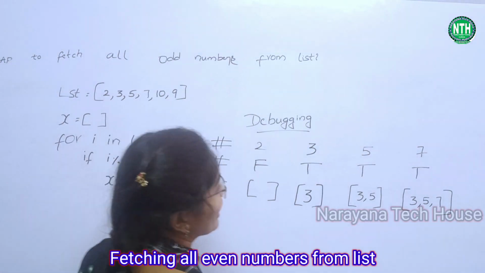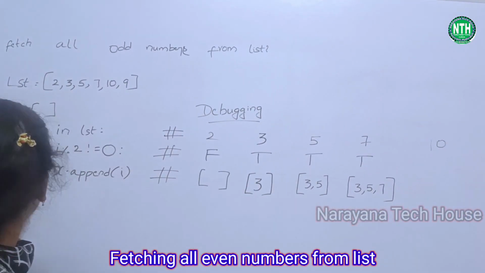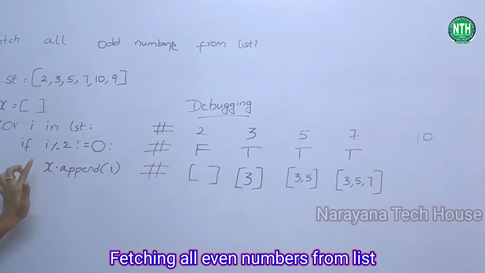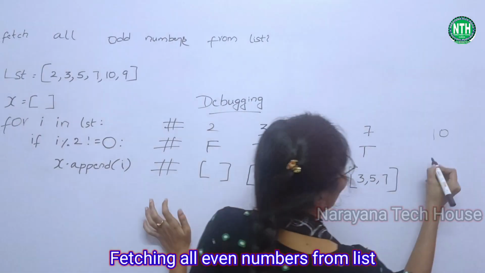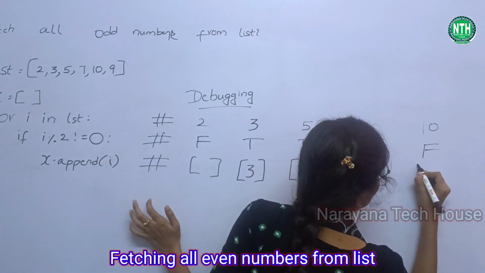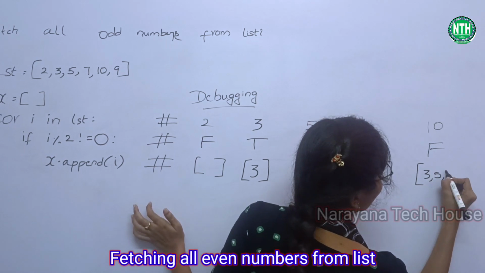And the next element is 10. 10 modulus 2 is 0. 0 not equals to 0 is false. So it will not be added to the list, and the same elements will remain.